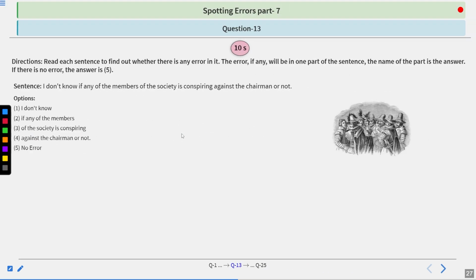The sentence is: I don't know if any of the members of the society is conspiring against the chairman or not. Options are given below. You have 10 seconds to spot the error.